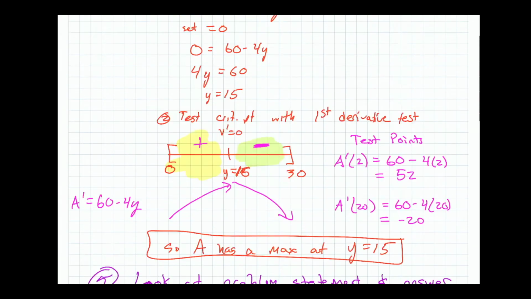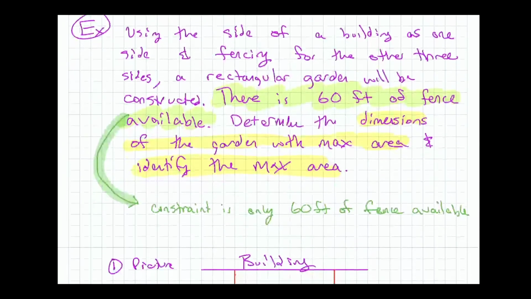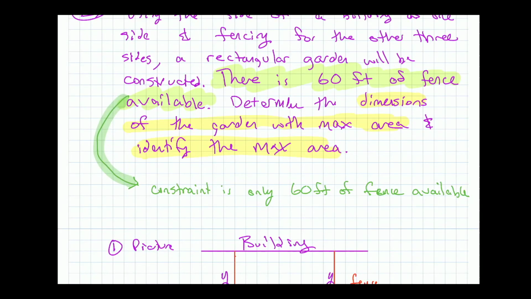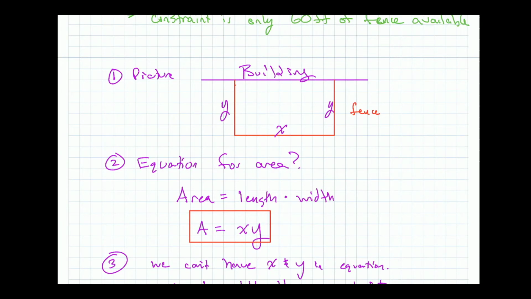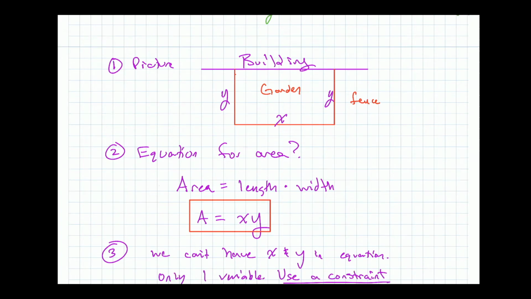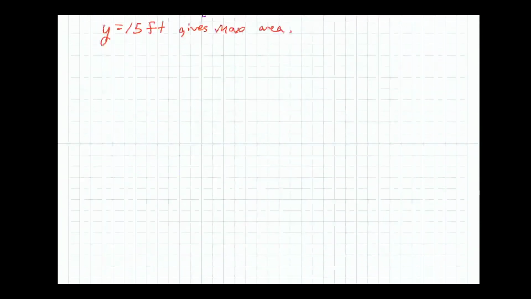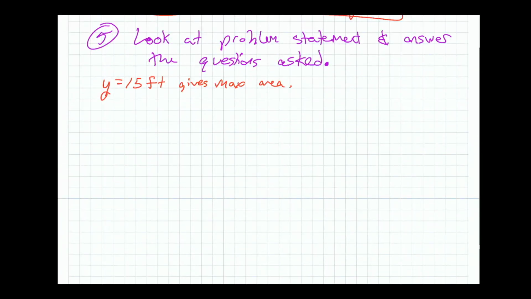Now, what are we actually asked? We are asked, determine the dimensions of the garden. So here's a picture, right? Garden in the middle. So we already know y. What are we missing? We're missing the x. So we have y, we need x. So we need the dimensions. We need to know x as well.